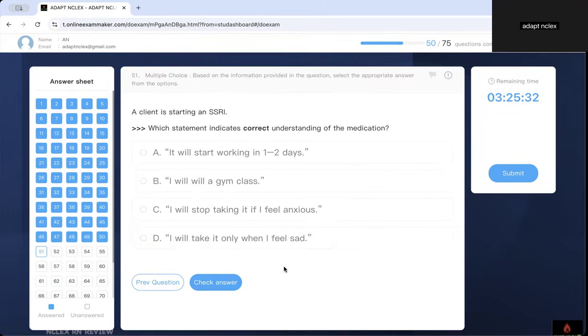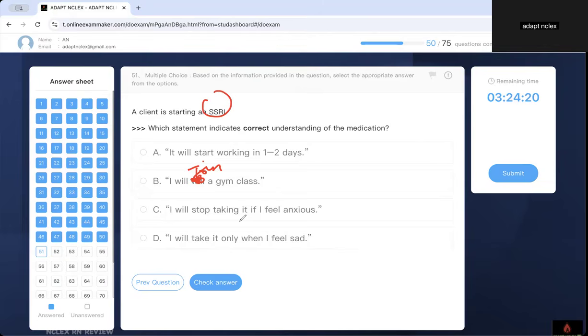You see, pharmacology. Client is on SSRI. It will start working in 1 to 2 days. I will join a gym class. I will stop taking it if I feel anxious. I will take it only when I feel sad.